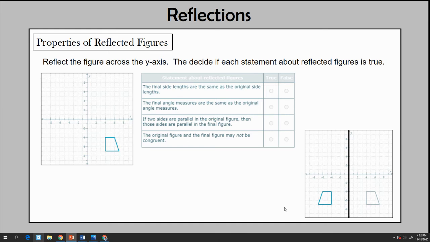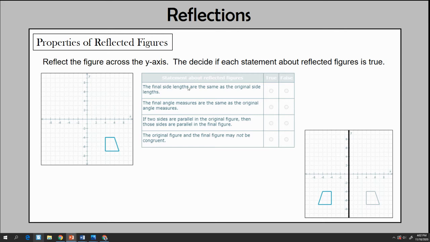Okay, now one thing to point out before we start this, these are rigid transformations. So every side length in my image is exactly the same as the original. Okay, every angle's the same, every side length's the same. This image is a duplicate copy of this one. They're identical. So read the statements here.